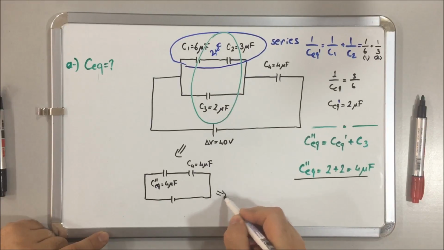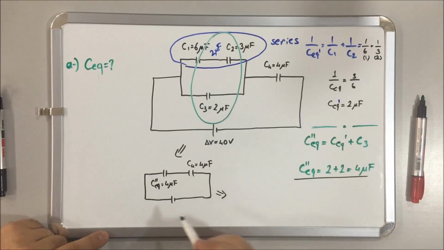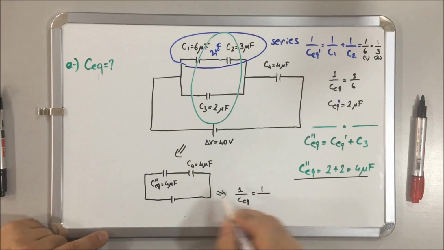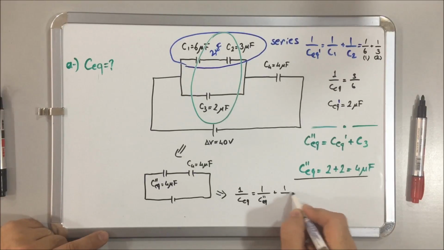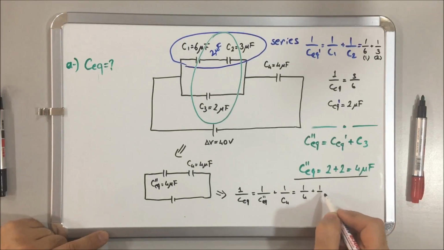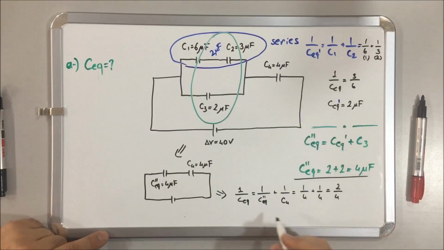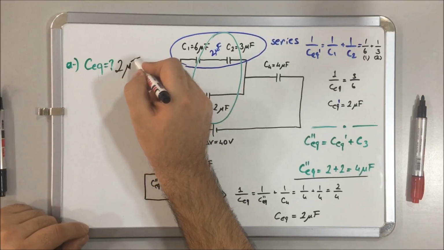So the resultant or equivalent capacitance will be what? And these two are series to each other. So for the series combination, 1 over C equivalence is equals to 1 over C equivalence double prime plus 1 over C4. It will be 1 over 4 plus 1 over 4, because both 4 microfarad, so it will be 2 over 4. So C equivalence will be 2 microfarad.